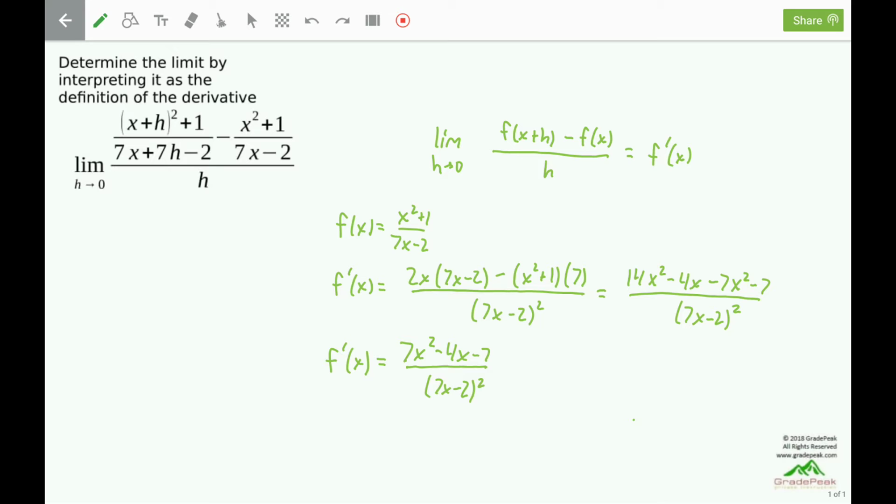So there's the derivative f prime of x, and that's the result of the limit. So the result of this limit is 7x squared minus 4x minus 7 all over 7x minus 2 squared.